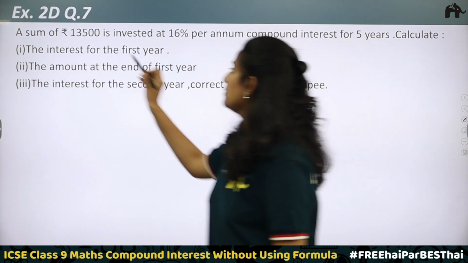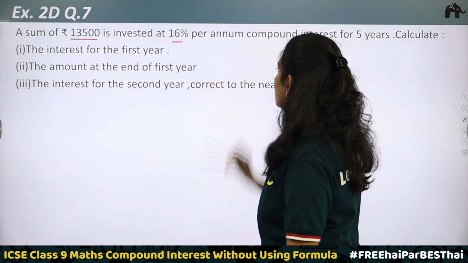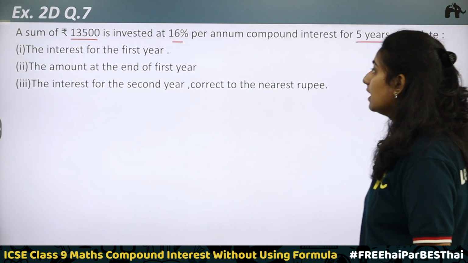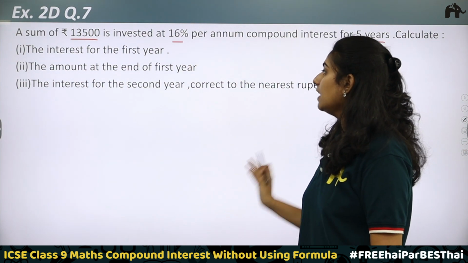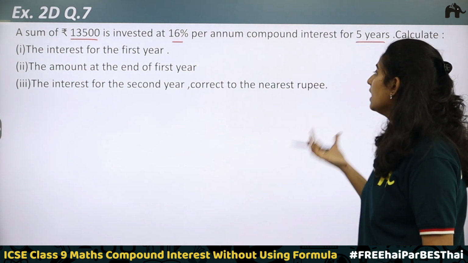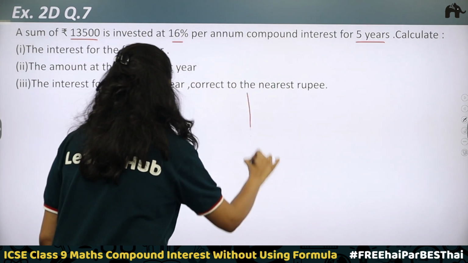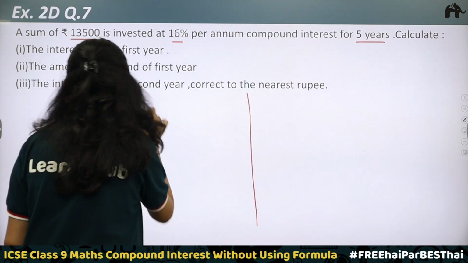Question 7 of exercise 2D. A sum of rupees 13,500 is invested at 16% per annum compound interest for 5 years. Calculate the interest for first year, the amount at the end of first year, then the interest for the second year, correct to the nearest rupee. Okay, so here first part of the question, we have to find the interest for first year.